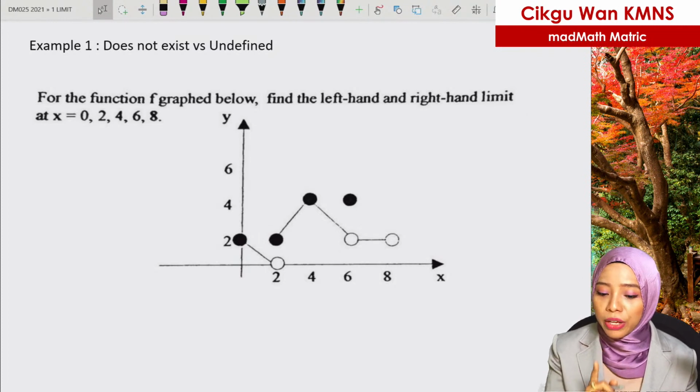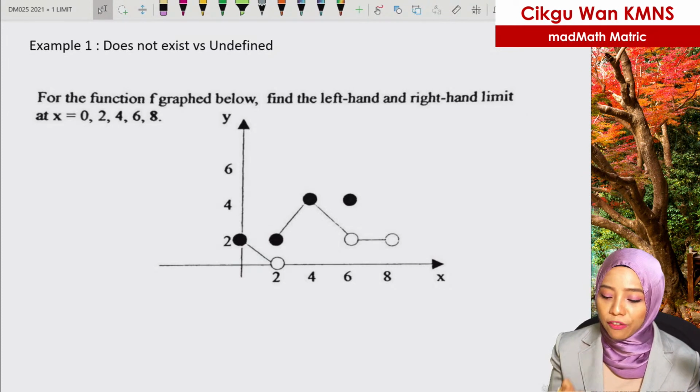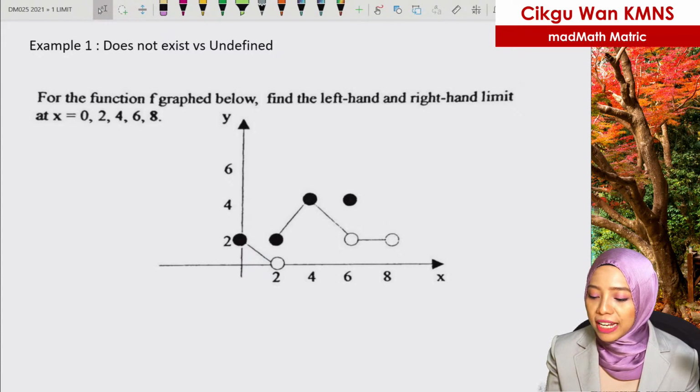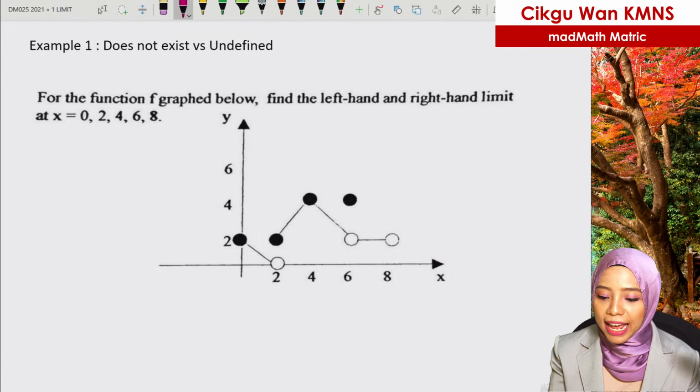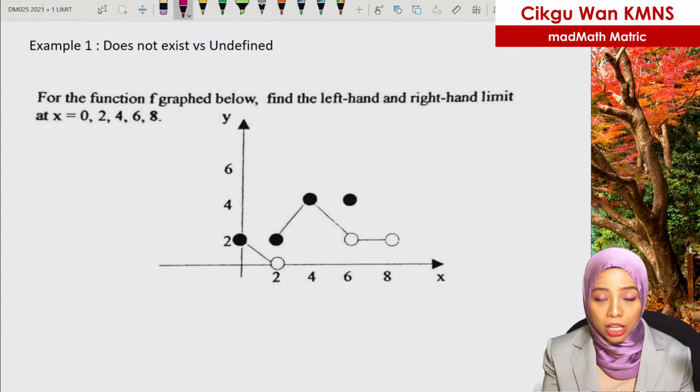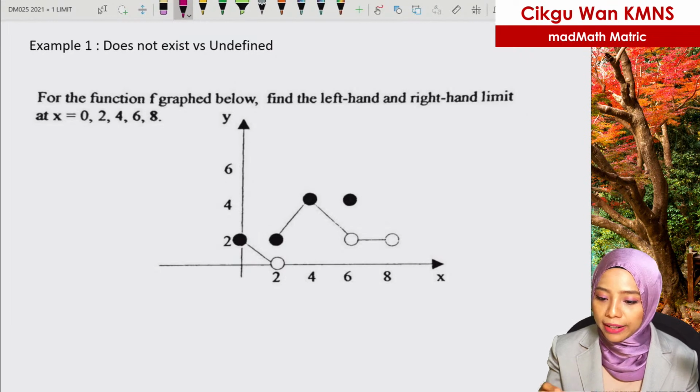We are going to look at each value of x here. For the function f graph below, find the left hand and right hand limit at x equals 0, 2, 4, 6, and 8. We will do it one by one.